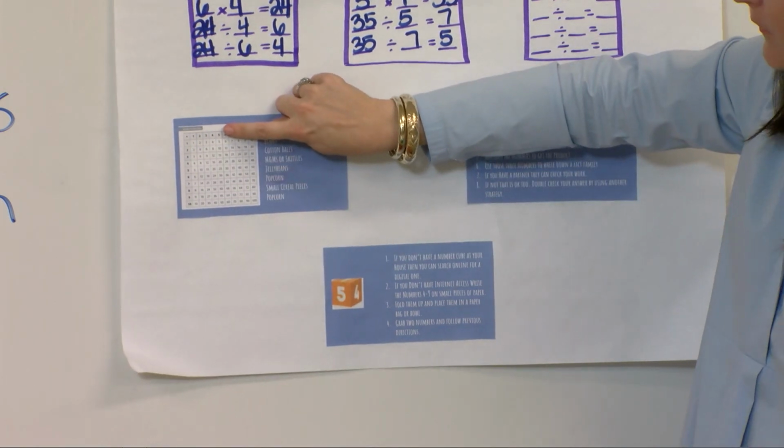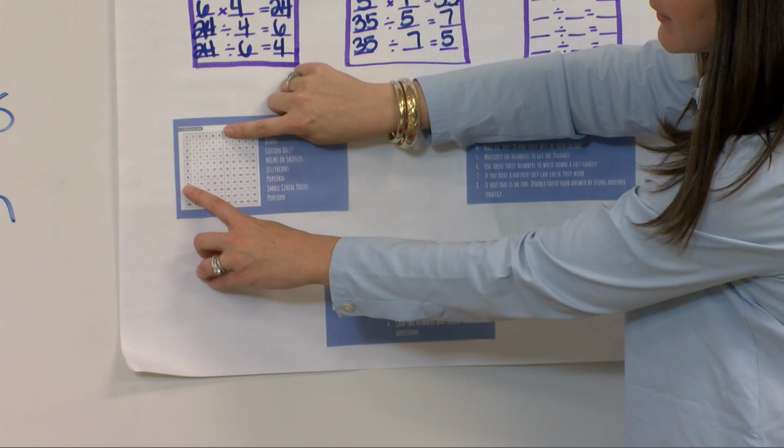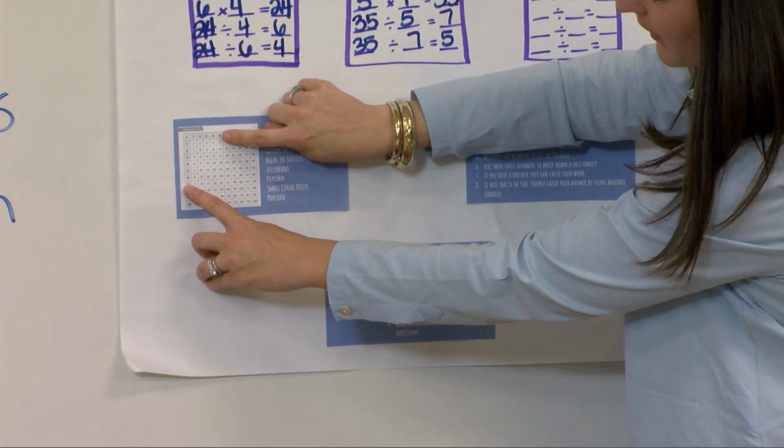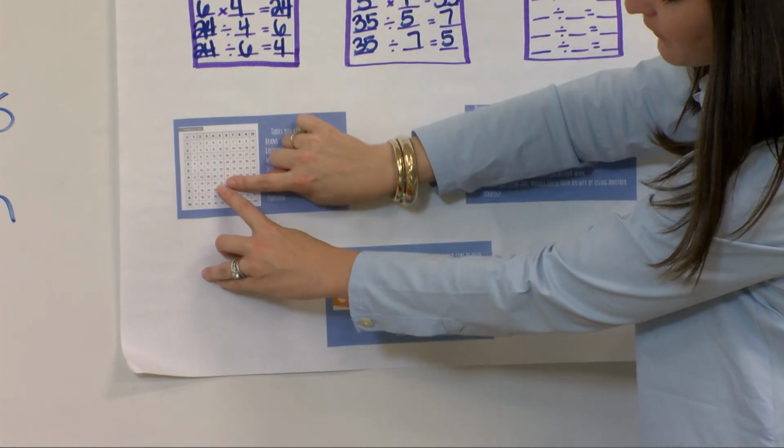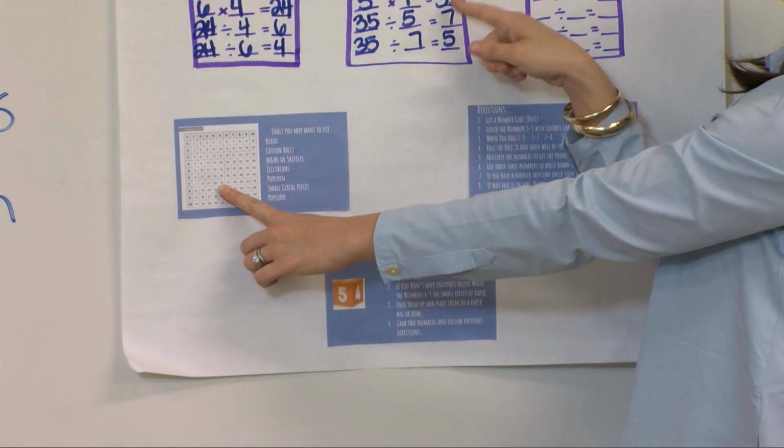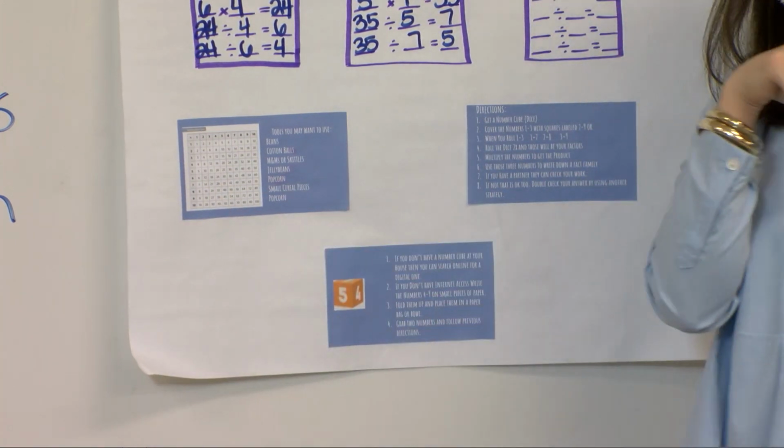Let's do another one. Let's do 5 and 7, since that's the one we were just working on. Well, if I go down and where 5 and 7 meet, I have the number 35, which is what we got up here. So you could use that tool.